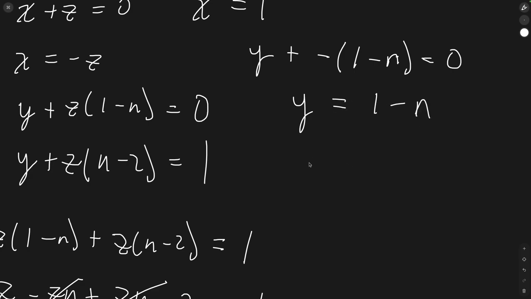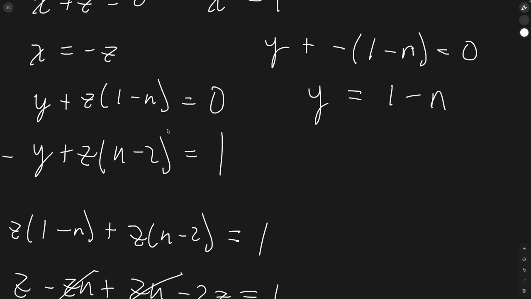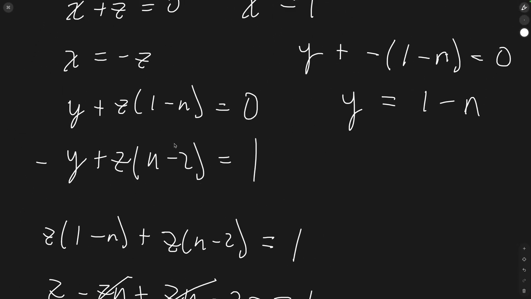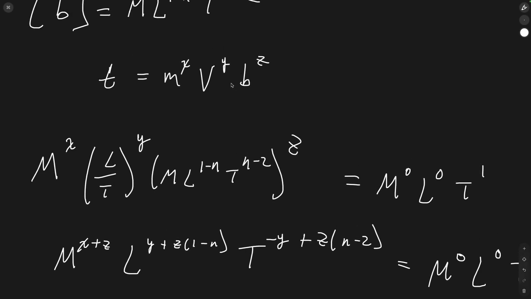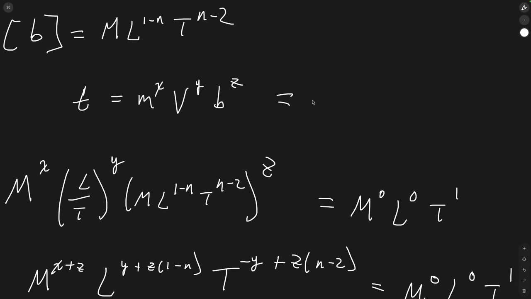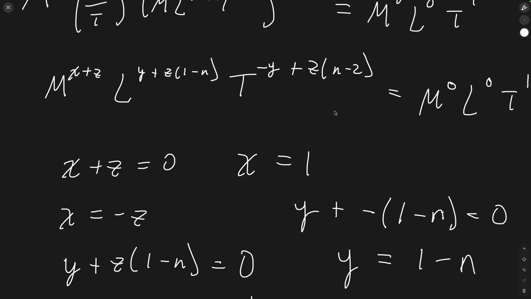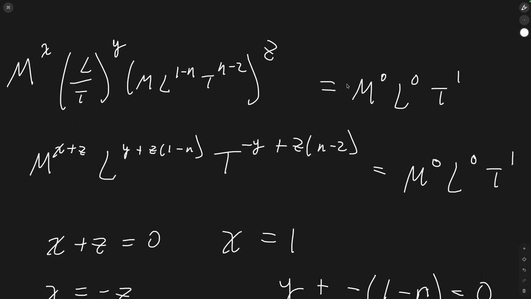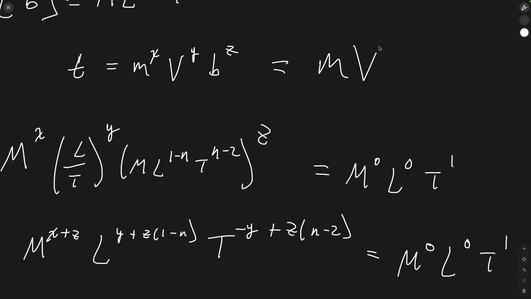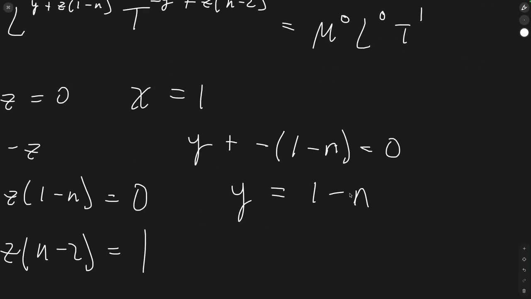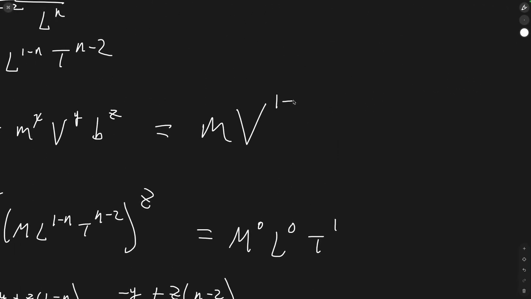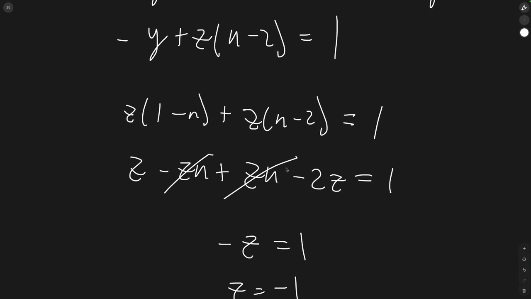All right. And now that we have x, y, and z, we'll go back to our original form, and we see that the stopping time is m to the 1, that's m. Initial velocity to the y, that's 1 minus n. And b is to the negative 1. So we could just put b in the denominator here.